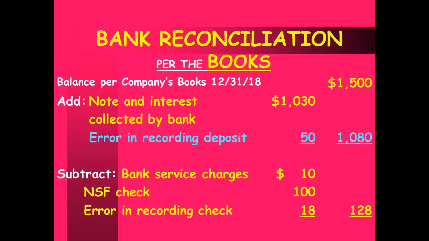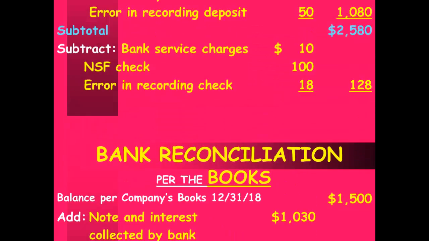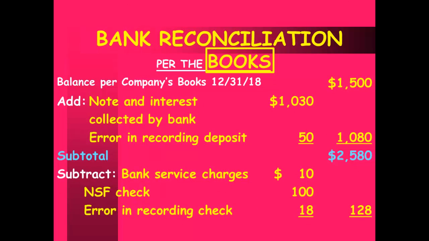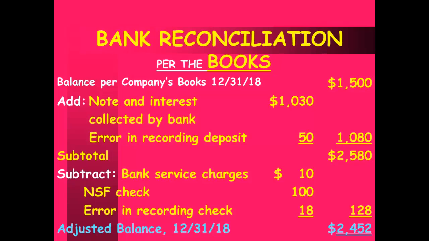And that's our last item, so now it's the moment of truth to see how we did. We had two items to add. One was 1,030, one was 50, for a total of 1,080. We're going to take the 1,500 plus 1,080. That gives me a subtotal of 2,580. We had three items to subtract, 10, 118, for a total of 128. 2,580 minus the 128 gives me an adjusted balance per the books of 2,452.